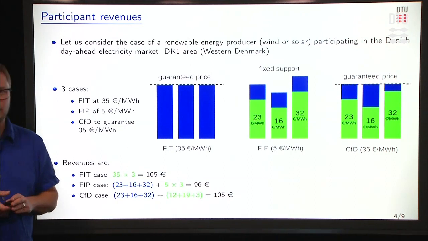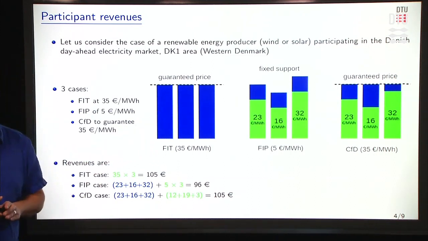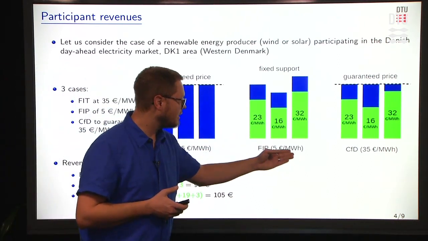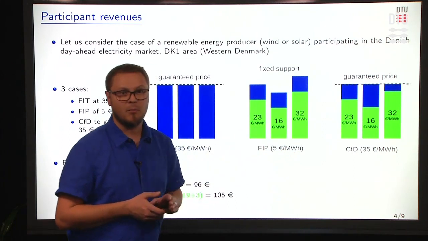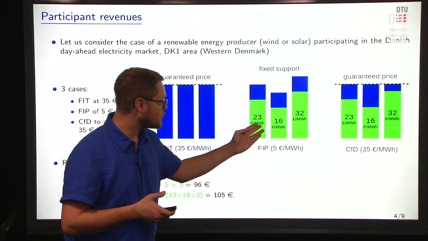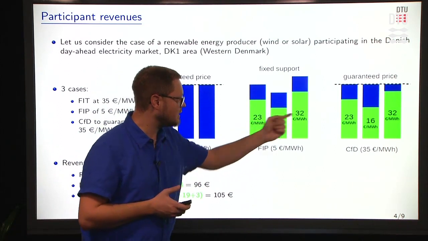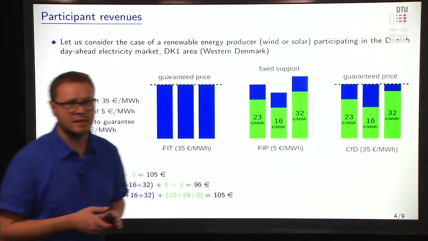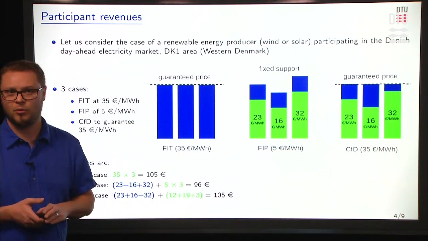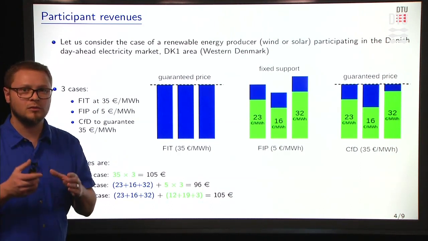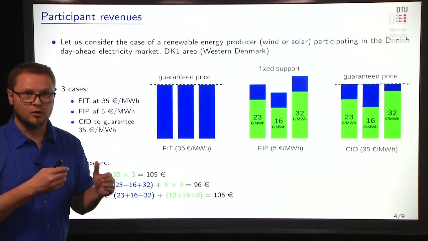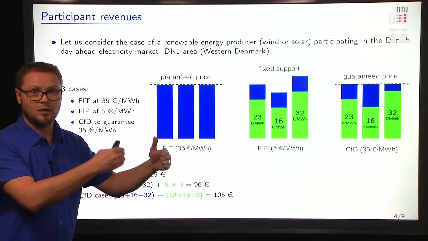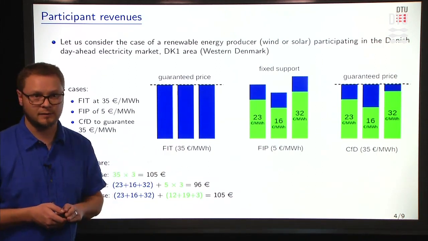The three cases we consider are this FIT with a guaranteed price of 35 euro per megawatt hour, the FIP of 5 euro per megawatt hour that comes on top of the market clearing price. Here, for three different hours, we could say 23, 16, and 32 euro per megawatt hour. And in the final case, we have a CFD that guarantees 35 euros per megawatt hour. Here we assume, to simplify things, that the renewable energy producer is supplying a unit of energy, a megawatt hour, for these three program time units, these three hours in the market.